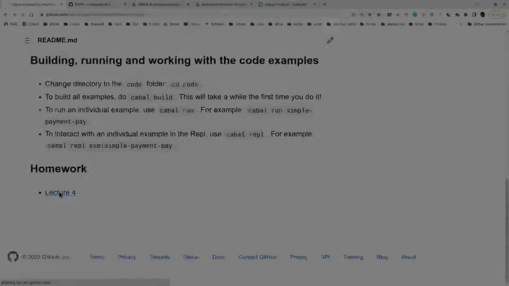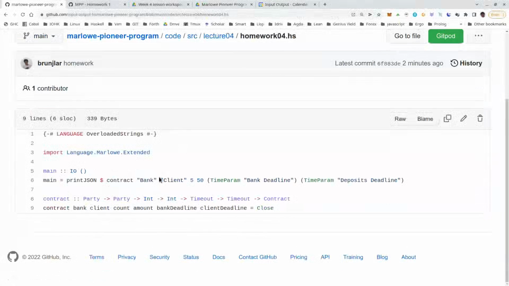For homework, I wrote a contract where the implementation at the moment is just close, and I would like you to implement that properly. So this is, I think, much easier than this multi-pay contract that we looked at. But nevertheless, for people without much programming experience, it might be a bit hard. Of course, you don't have to do this in Haskell. You can also do it in JavaScript if you like.